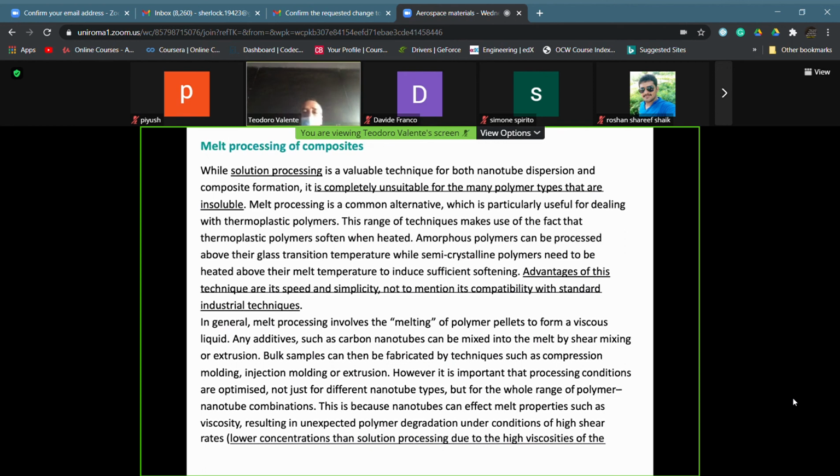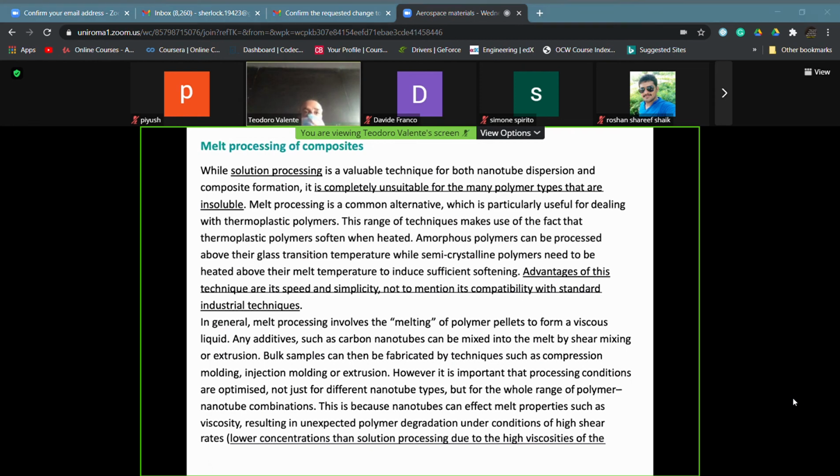It is melted to form a viscous liquid, since it can be done, so we give temperature. And then the second phase, the carbon nanotubes or the other nanophases, is mixed with the melted polymer, for example, by shear mixing or by extrusion, okay, and that can also have engineering size by techniques which are very well known in the area of polymer fabrication, such as, for example, compression molding or injection molding.